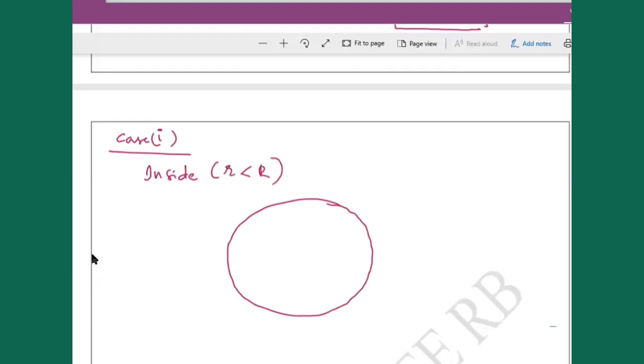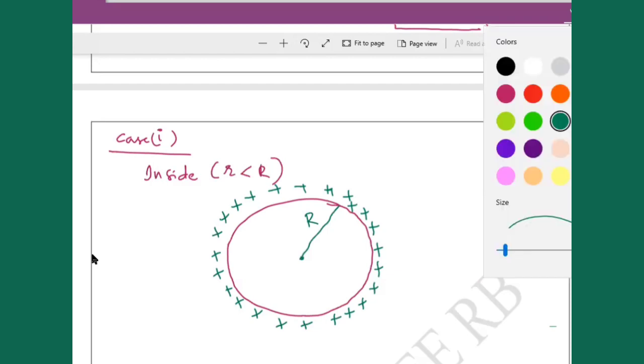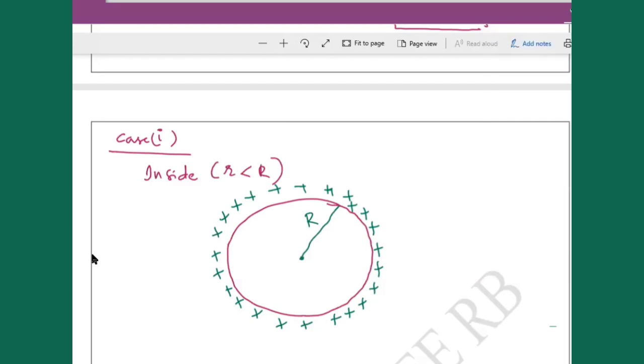Now what we'll do? We'll take positive charges. We want to calculate potential inside the surface. Let me take the point here, at radius r. R is the radius. So we want potential at this particular point, at distance r. This is P. At this particular point, Q is the total charge.